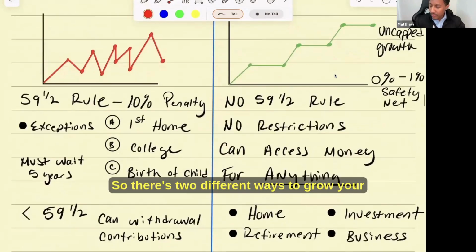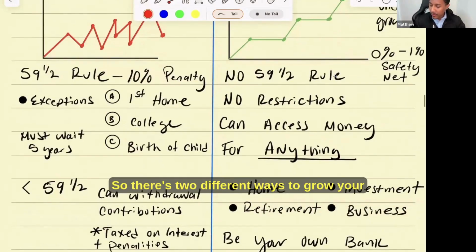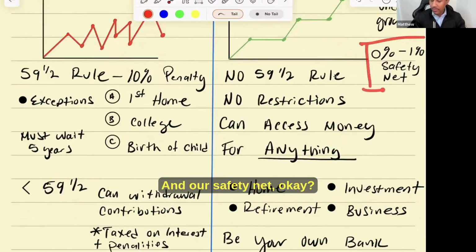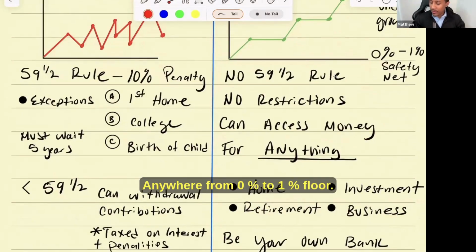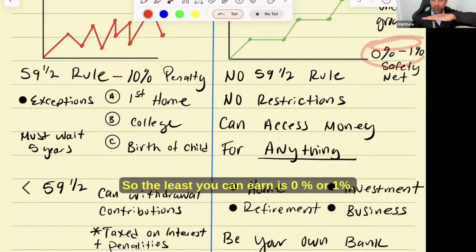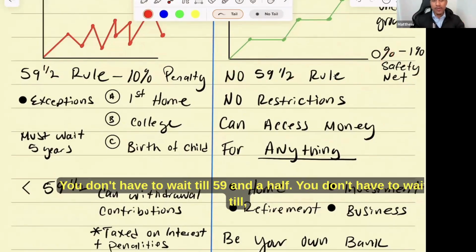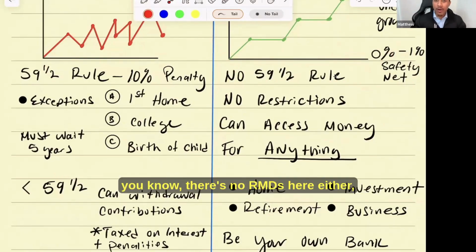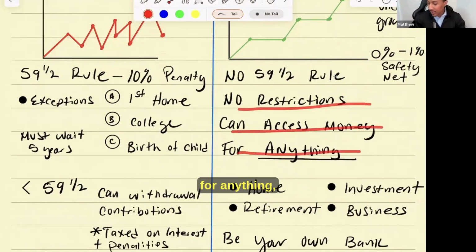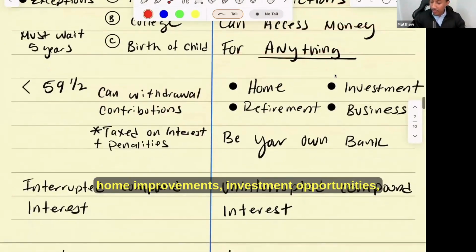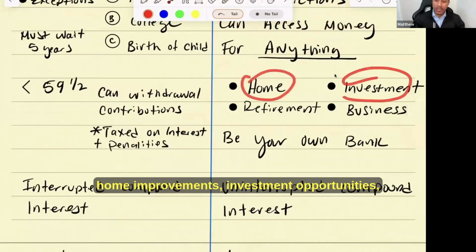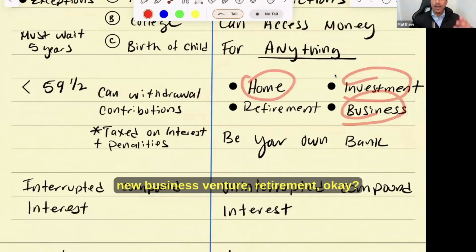So there's two different ways to grow your money. And our safety net, okay, anywhere from 0 to 1% floor. So the least you can earn is 0% or 1%. So that's our safety net. No age limits, guys. You don't have to wait till 59 and a half. There's no RMDs here either. Okay, there's no restrictions. You can access the money for anything, home improvements, investment opportunities, new business venture, retirement.